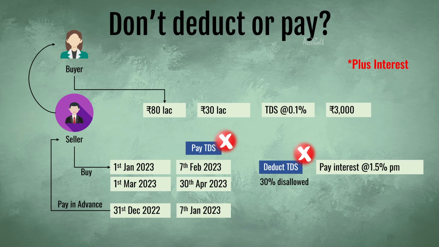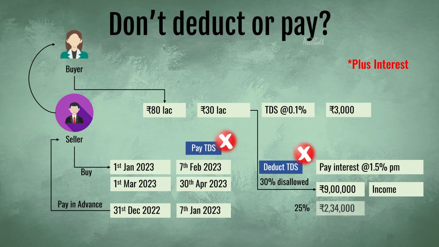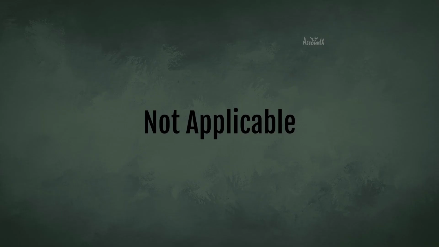Considering the same example, you have to deduct TDS on 30 lakh. If you don't deduct TDS on it, then 30% of 30 lakh would be 9 lakh and this 9 lakh would be considered as your income. If you pay income tax at the rate of 25%, then 2,34,000 is your additional income tax because of this disallowance. Let's now see in what situations are these provisions not applicable.